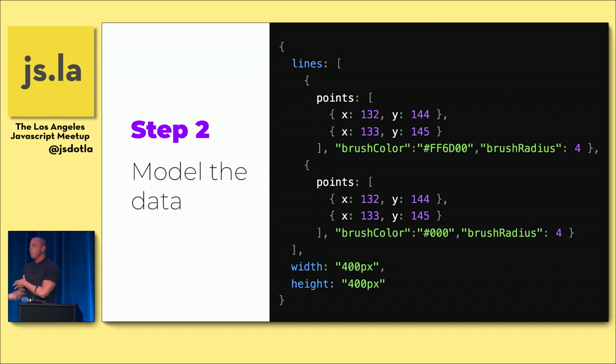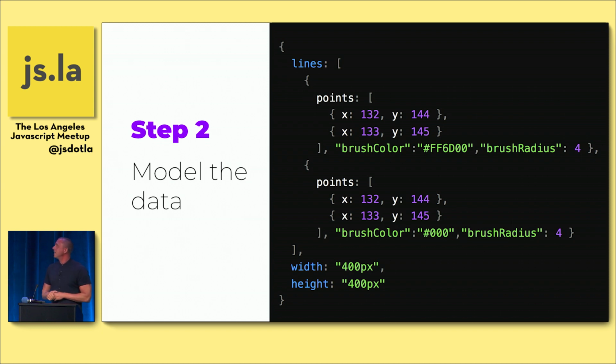One is the width, one is the height for the canvas, and the other is the lines that are painted onto the canvas. So each point is given an X and a Y axis. It's also given a radius and a color. And as you plot multiple points, you basically have a line.